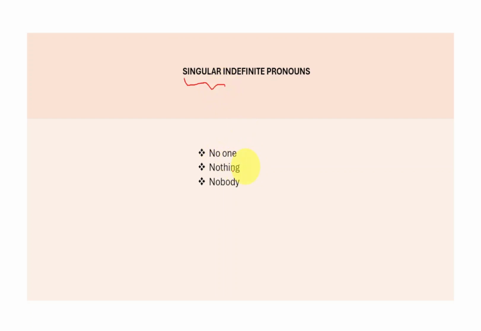So: no one, nothing. I know nothing. Nobody. So think of one, number one. Think of this like no, no thanks. So no one, nothing. You see the way I pronounce it, no, no one, nothing, nobody. Think of body like your body. This one, thing, body. When we combine them, the pronunciation is: no one, nothing, nobody.